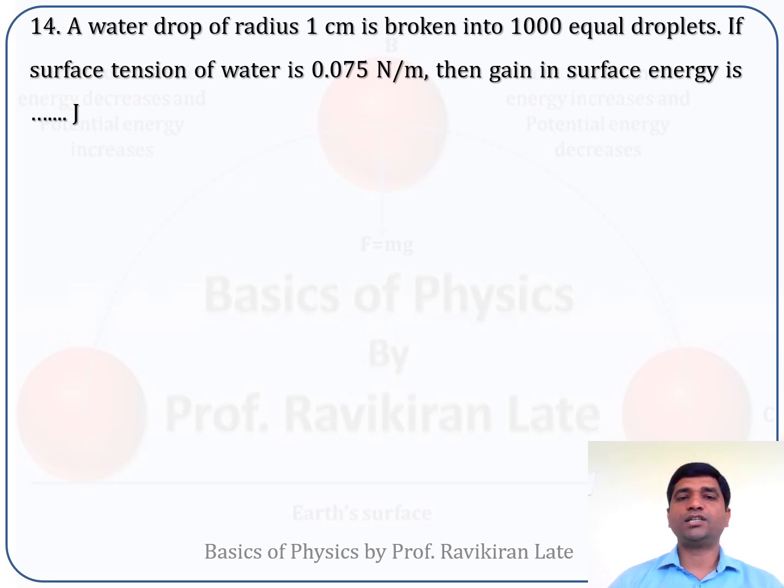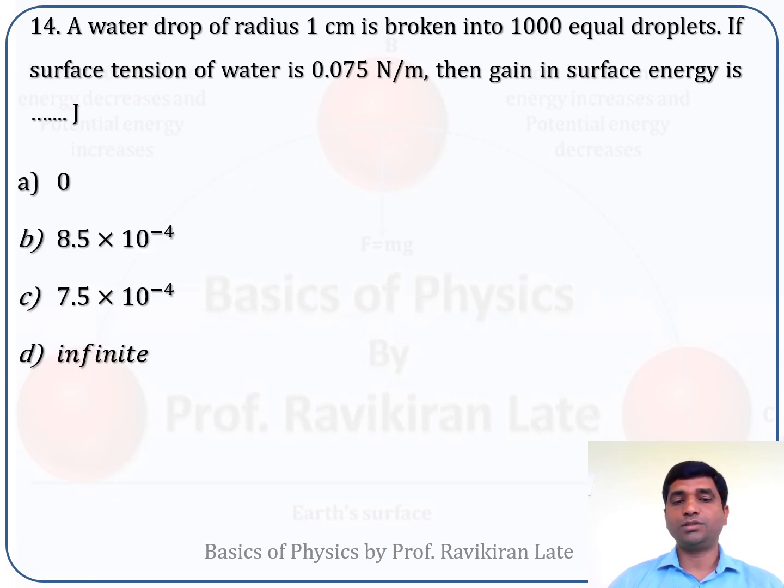A water drop of radius 1 centimeter is broken into 1000 equal size droplets. If the surface tension of water is 0.75 Newton per meter, then the gain in surface energy, in terms of joule, we have to calculate. These are the options which are given. So this is a very important question which will be asked in almost every competitive exam. That is why I have included it in the presentation.